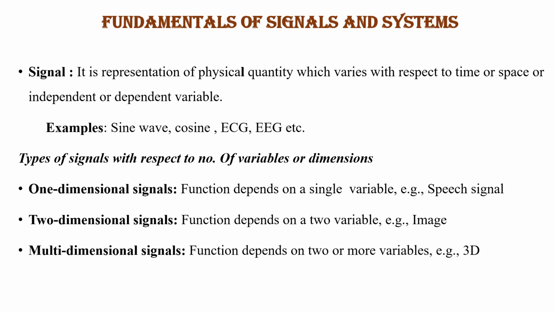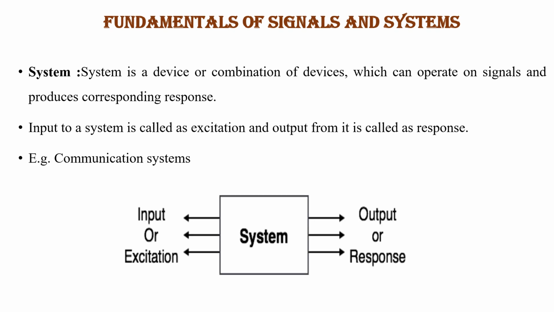When the function depends upon a single variable, the signal is said to be one-dimensional. Example, speech signal. When the function depends upon two variables, the signal is said to be two-dimensional. Example, image. When the function depends upon two or more variables, the signal is said to be multi-dimensional signal. Example, 3D image. And then let us see about the system.